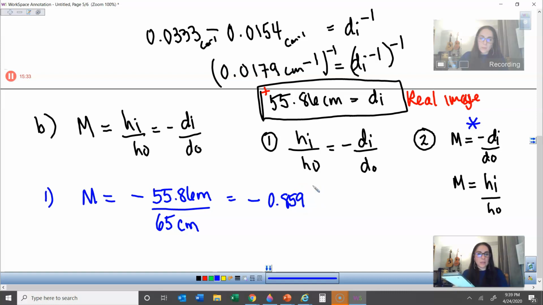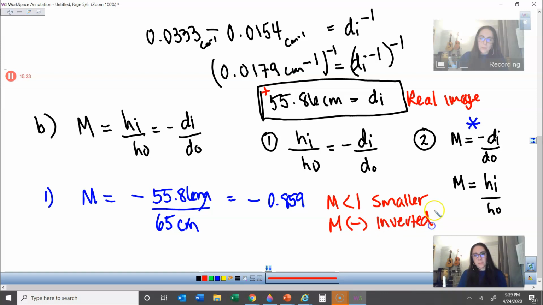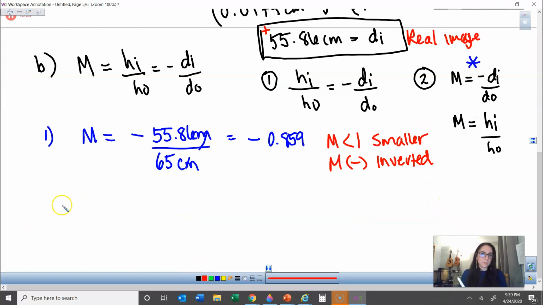And by the way, this is a centimeter, cancel out here, so there's no units for magnification. So this tells me 2 things. The fact that m is less than 1 means it's smaller. And the fact that m is negative means that it's inverted. It's upside down. So we have a real smaller inverted image.